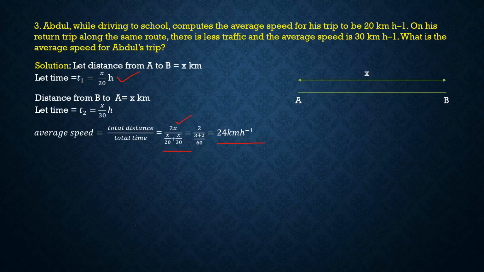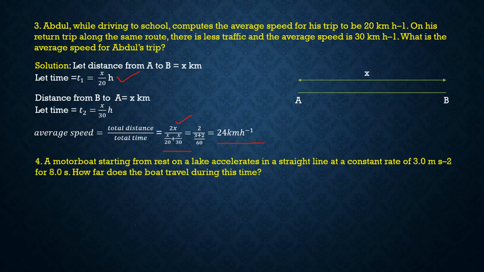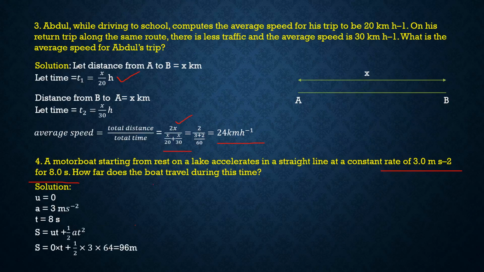Now fourth question. A motorboat starting from rest on a lake accelerates in a straight line at a constant rate of 3 meter per second square for 8 seconds. How far does the boat travel during this time? So this is a simple one. Initial speed is 0, acceleration is 3 meter per second square, time is 8 seconds. Directly we will apply the equation s equals ut plus half at square, and you will get the answer 96 meter.